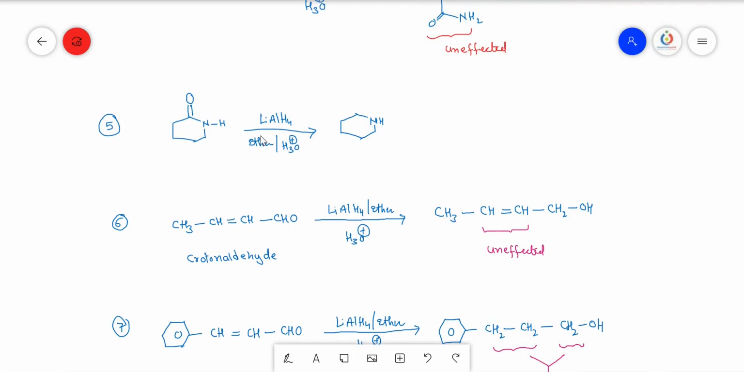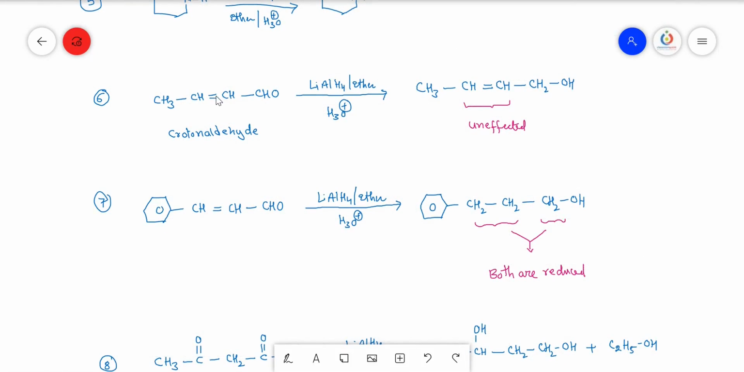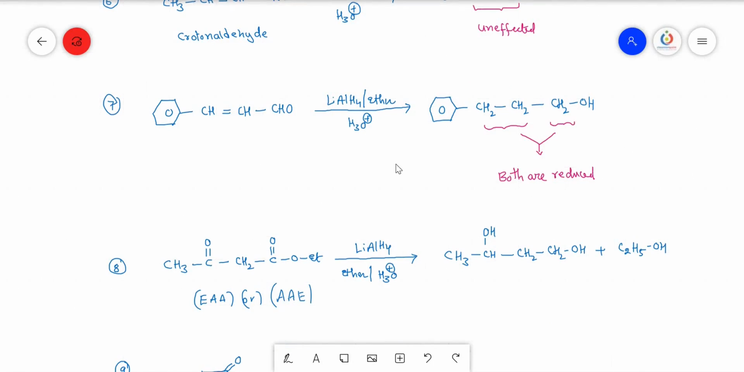Now let us take this one, a cyclic amide. Lithium aluminum hydride converts this C double bond O part to the CH2. This information was given initially. Now let us see some unusual examples, that is crotonaldehyde, where a double bond is present. Lithium aluminum hydride does not reduce this double bond, it affects only the CHO to the CH2OH. But if the same double bonded carbon is connected to the benzene ring, then this double bonded carbon also will be reduced to the respective saturated compound, and the CHO group will be converted to the CH2OH. So both are reduced here.